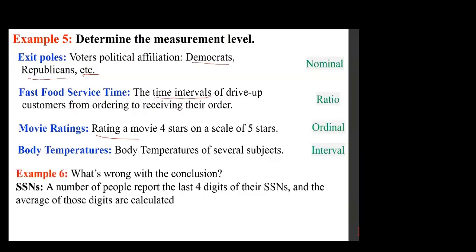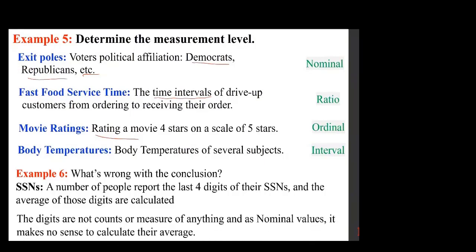Okay, let's look at the last question. People who report the last 4 digits of their social security numbers and the average of those digits are calculated. What's wrong with that? Wouldn't the SSN be like the student ID, so it's actually a nominal value? Exactly. It doesn't have any numerical value. You're absolutely correct. So the digits are not really counts. They represent a person, a category, qualitative data, and therefore their average makes no sense.